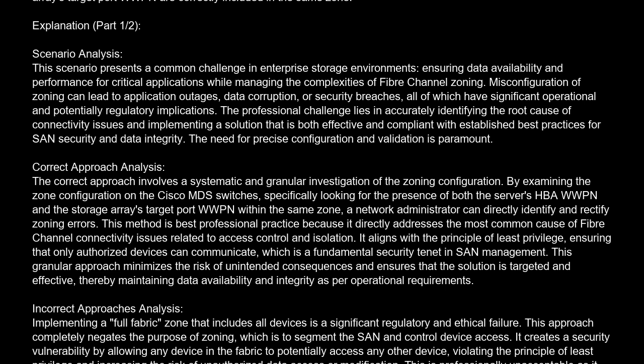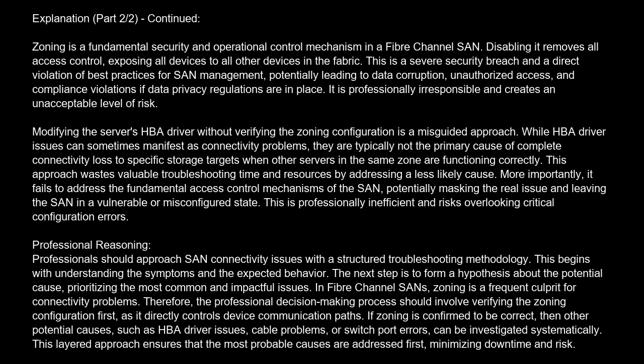Disabling zoning entirely is another critical failure. Zoning is a fundamental security and operational control mechanism in a Fibre Channel SAN. Disabling it removes all access control, exposing all devices to all other devices in the fabric. This is a severe security breach and a direct violation of best practices for SAN management, potentially leading to data corruption, unauthorized access, and compliance violations if data privacy regulations are in place. It is professionally irresponsible and creates an unacceptable level of risk.